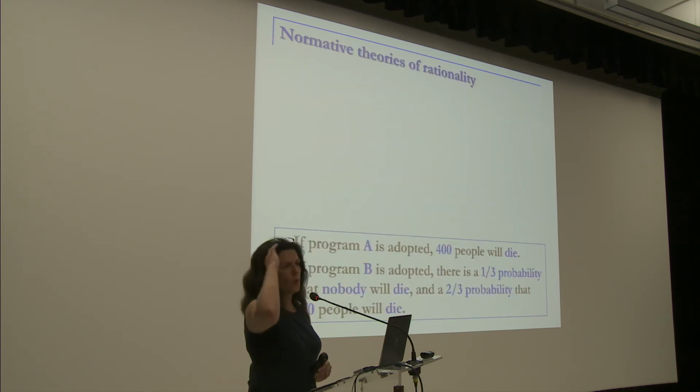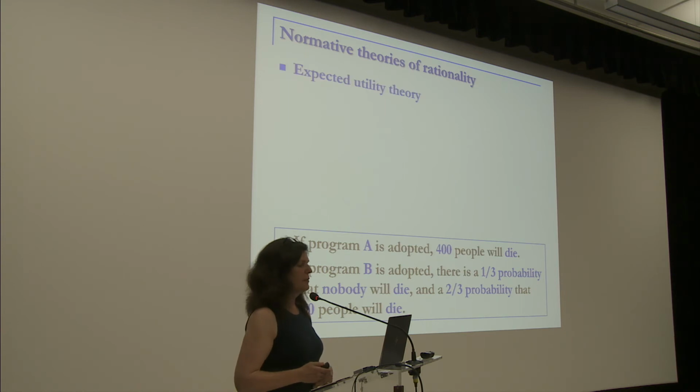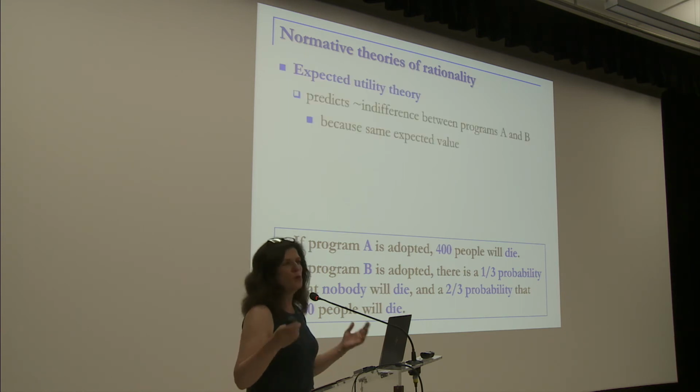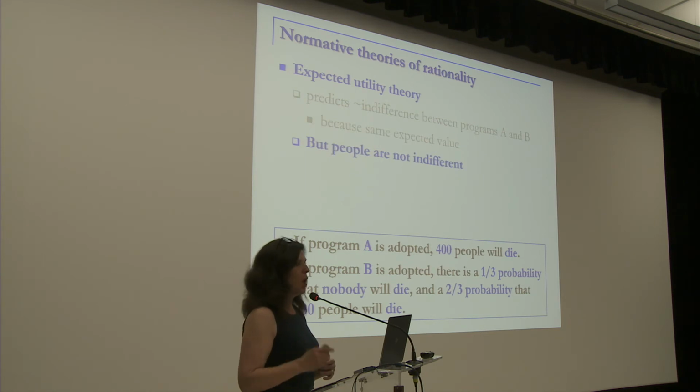Now, let's look at the normative theories of rationality. Expected utility theory, a first-order prediction of it would be that you'd be indifferent between these two programs because they have the same expected value, 200. But people are not indifferent. For example, with this loss frame, 80% of people prefer B, the risky option. They prefer the risky option here, right? It could save 600 people.